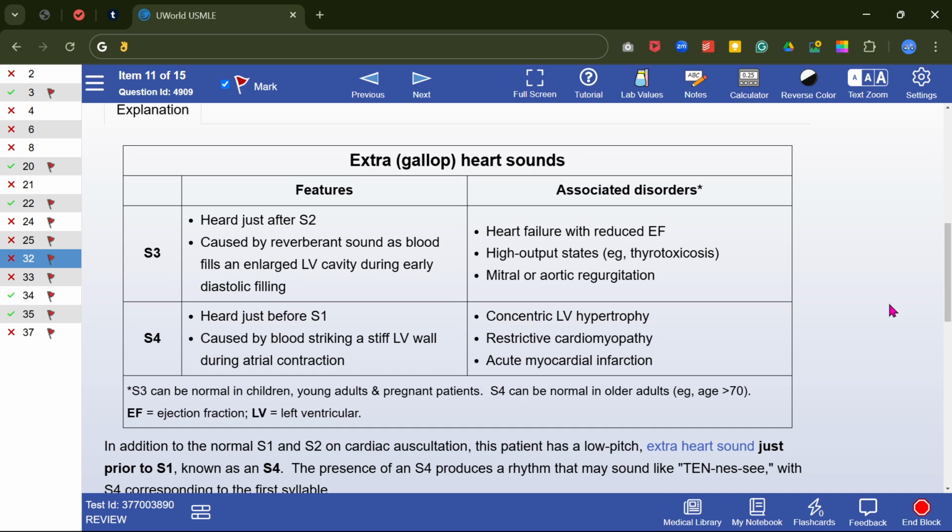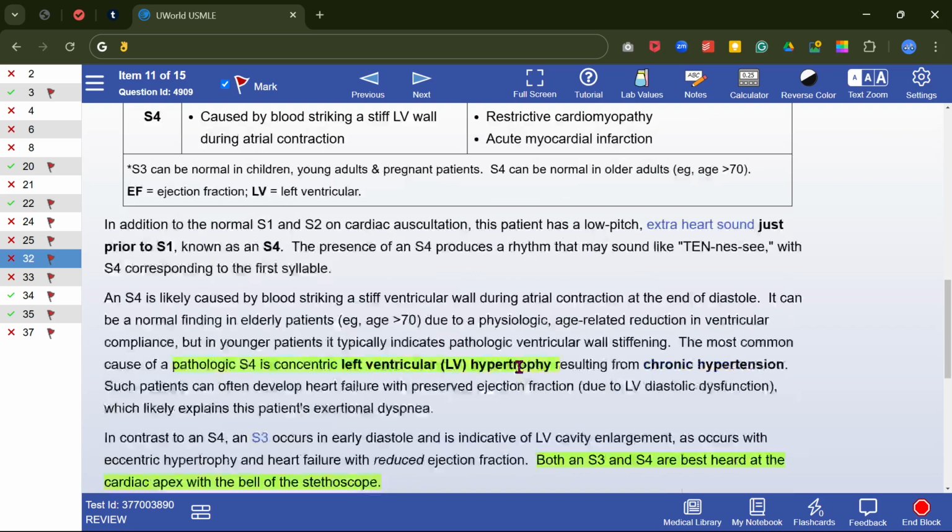So it is caused by reverberant sound as blood fills an enlarged left ventricular cavity during diastolic filling. What are the causes? Heart failure with reduced ejection fraction, high output states like hyperthyroidism, and MR and AR. These three are very high-yield causes for S3.